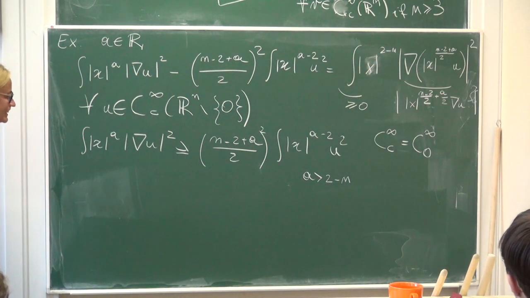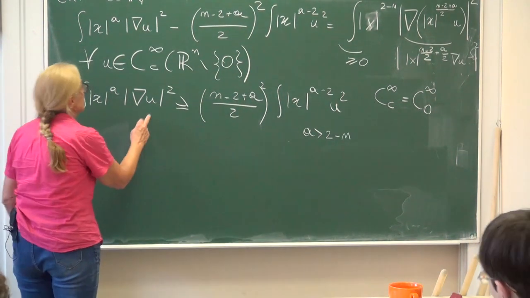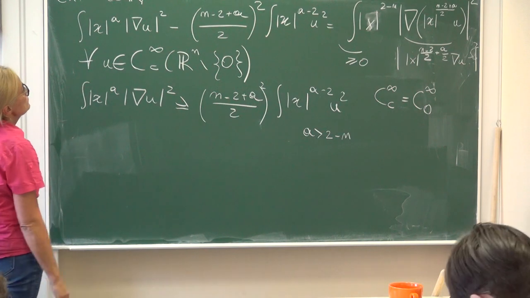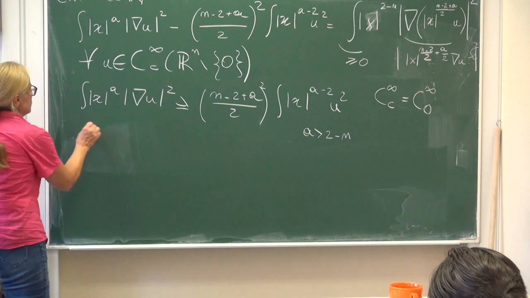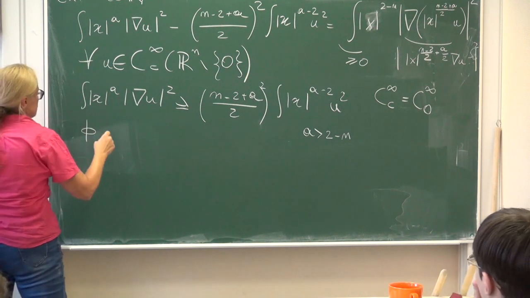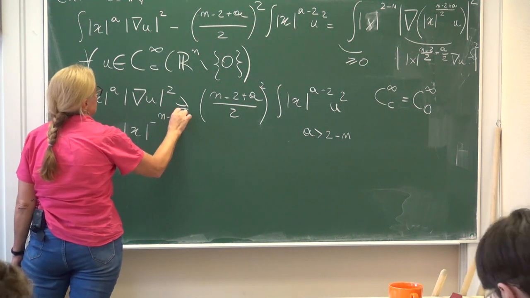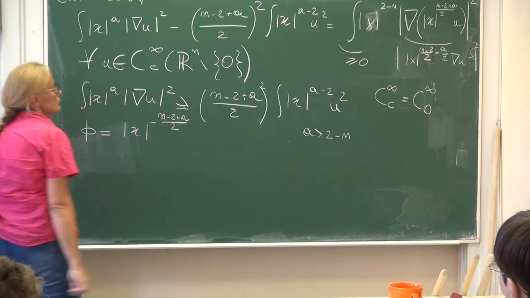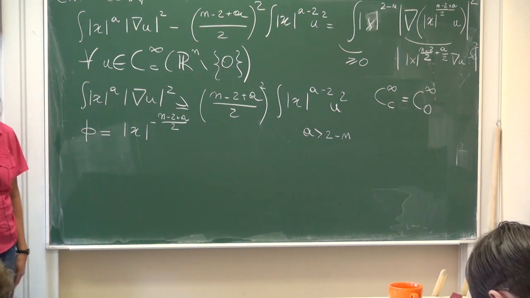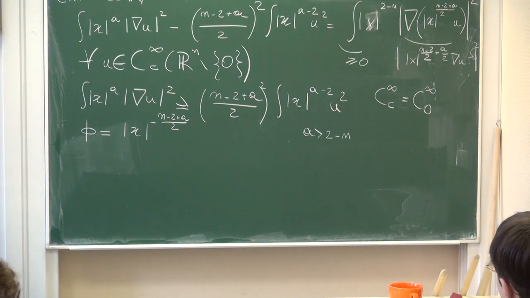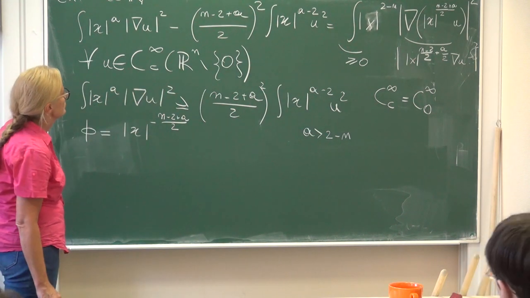Another proof of these inequalities can be obtained in a similar way, but not exactly with the lemma I wrote before, by taking phi equal to, look at the equation solved by this positive function and then try some trick to prove this one.